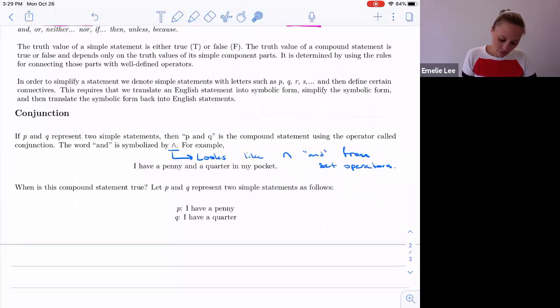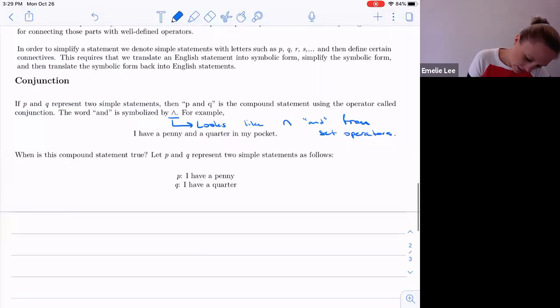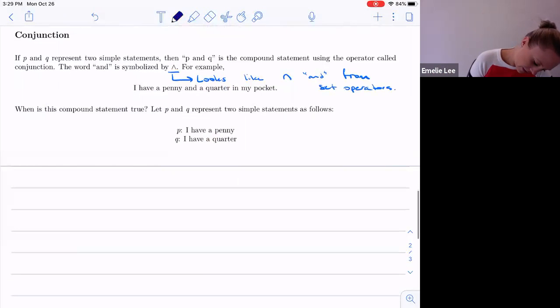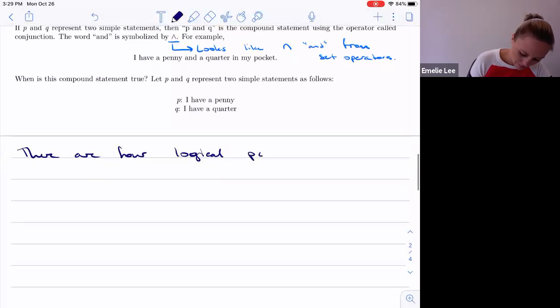If we have something like, I have a penny and a quarter in my pocket, then if we want to talk about when this compound statement is true, we need to figure out, okay, P and Q are going to represent these two simple statements, where P is, I have a penny, and Q is, I have a quarter. Then I'm going to say that there are four logical possibilities.